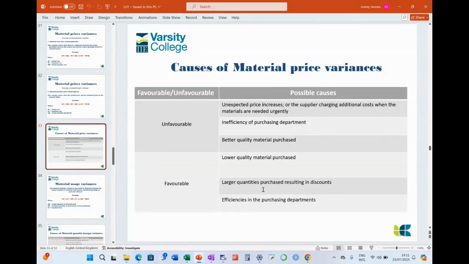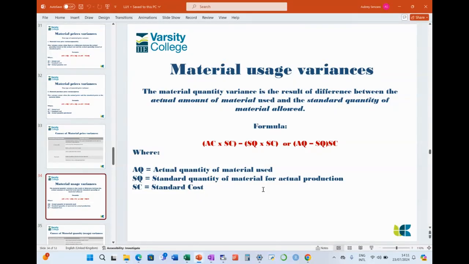Here then they're giving possible cases of what might have happened for it to be unfavorable. So inefficiency of purchasing department. Okay, that's one example. Then when it's favorable, and as I said, it's favorable when we have actually spent less than what we budgeted. Low quality material was purchased, so cheaper material was purchased. Larger quantities purchased resulting in discounts, bulk buying. Okay, so they're just trying to really contextualize this thing for you.